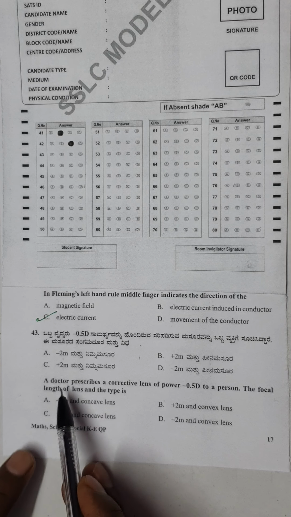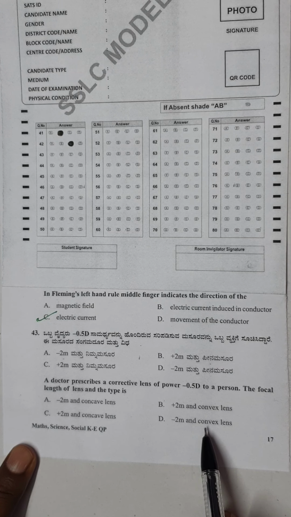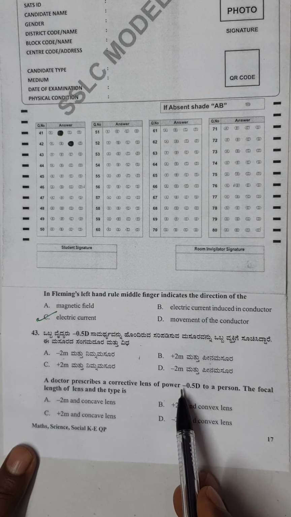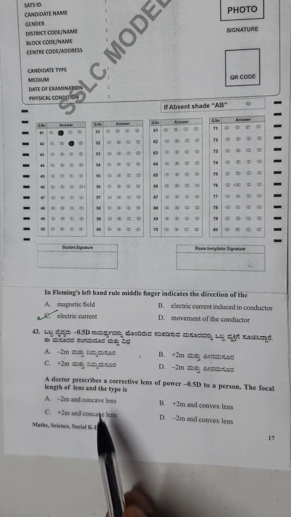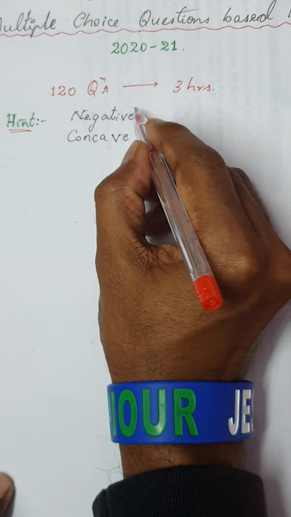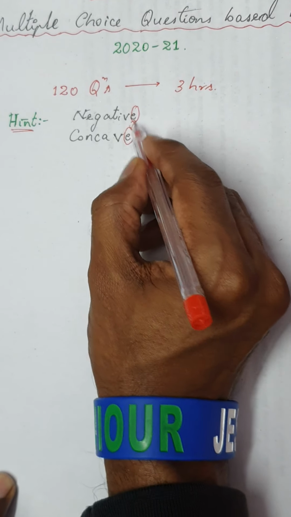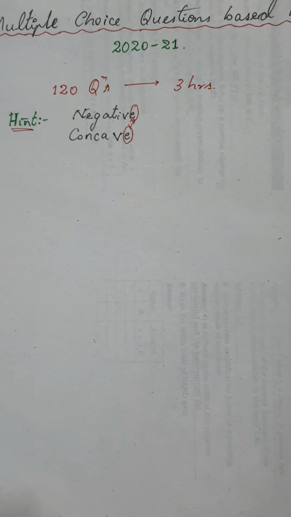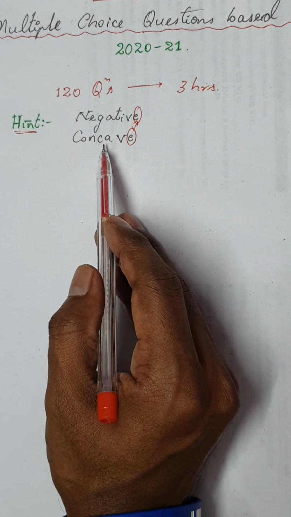Okay, now looking at the sign of the power given, we can find out what kind of lens it is. Because the power is negative, the lens would be a concave lens. Okay, please remember, this is just a hint: if the sign is negative, then the lens used is concave, E and E, just for your remembrance, so that you will not forget or get confused. So now you know what type of lens is used. It's a concave lens. Now what would be the focal length?